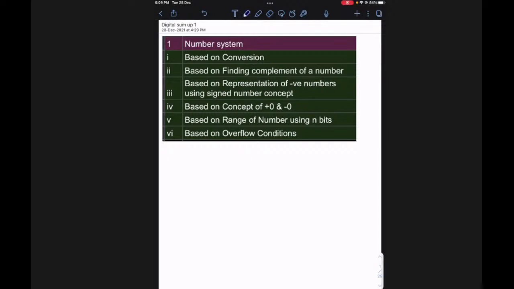So first, let me start with this conversion. Let us first start with this conversion.